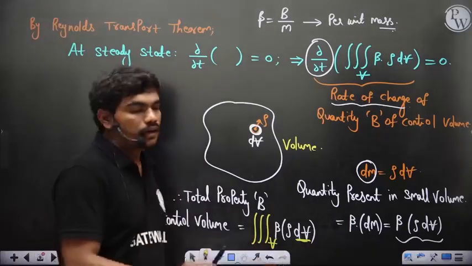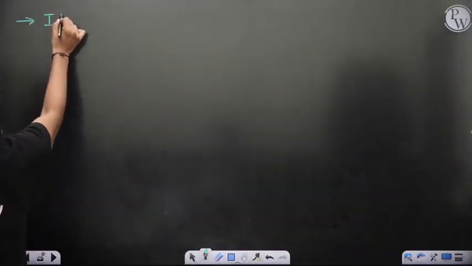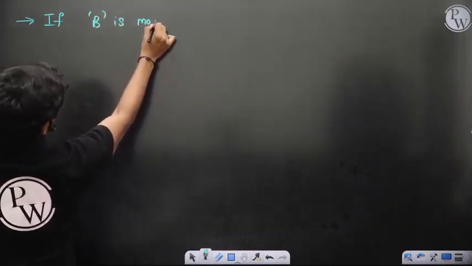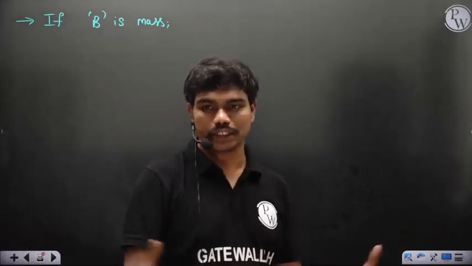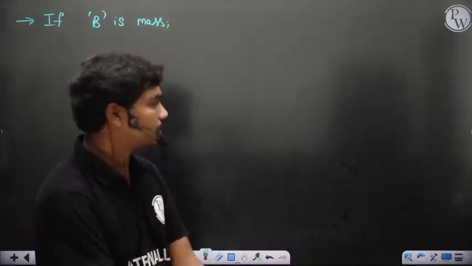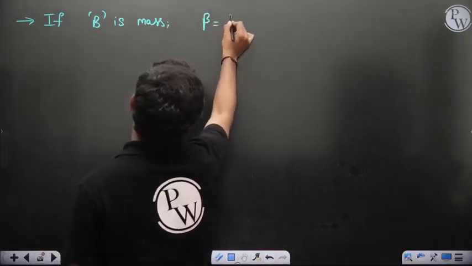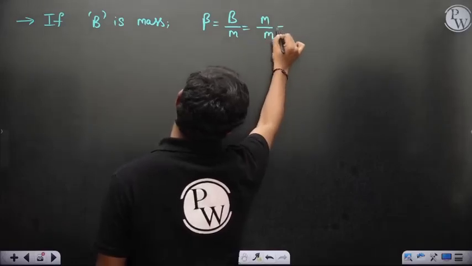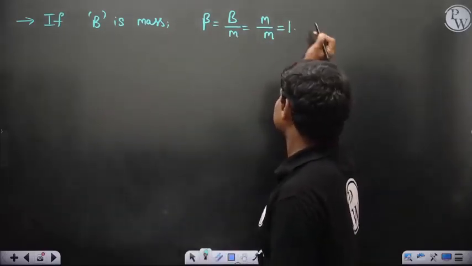Fine. Now let's see. I want to tell you one thing interesting. If capital B is mass, it is also an extensive property. आप सबको पता है कि mass extensive या intensive? Extensive है ना, क्योंकि depends upon the extent of the system you take, basically size of the system you take. So if B is mass, beta कितना होगा? B by M, which is equal to mass by mass. So beta कितना होगा? 1, correct? So beta is 1 actually here.